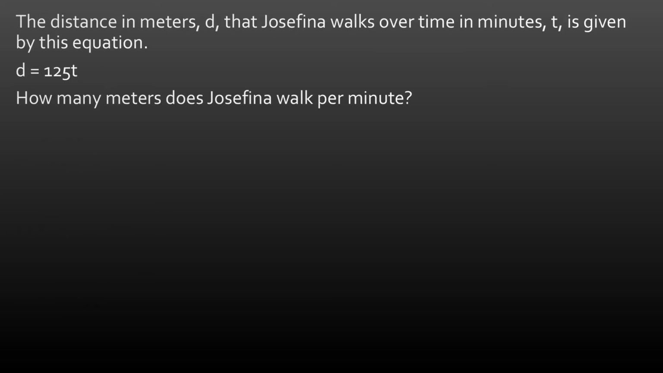Our next question says, the distance in meters d that Josephina walks over time in minutes t is given by this equation. D equals 125 t. How many meters does Josephina walk per minute? Guys, this question is asking you to find the unit rate given this equation, and remember that your unit rate is whatever number is attached to your variable. Here, that 125 is attached to my variable, so my answer here is 125. And that is it. That is all that you're doing for this question. Please do not get this one wrong.